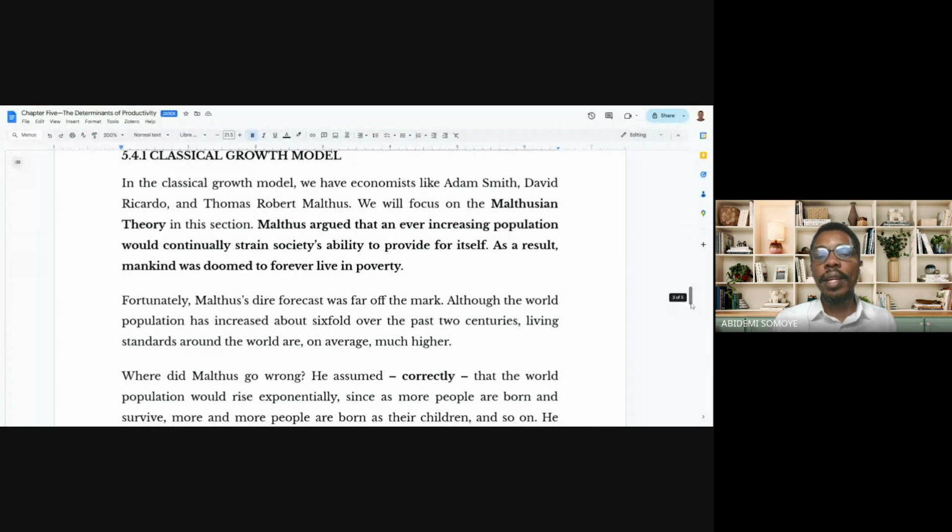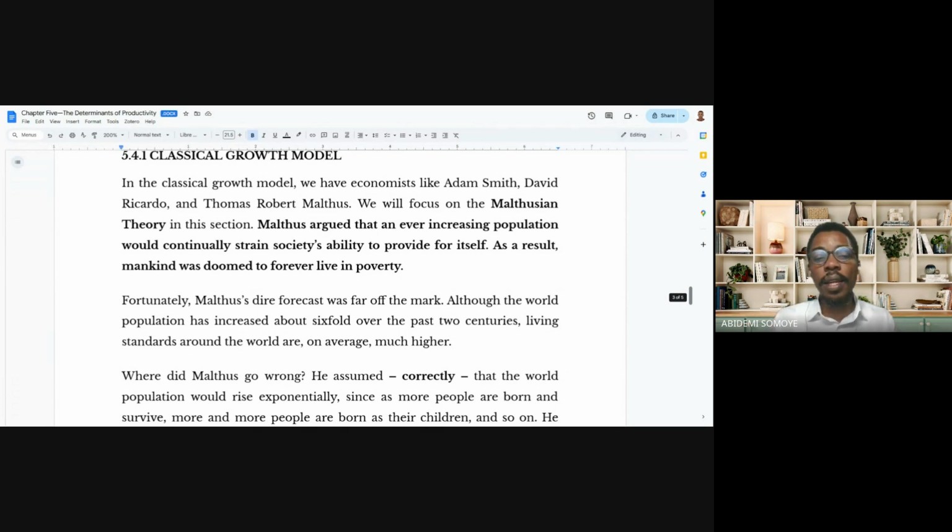Malthus argued that an ever-increasing population would continually strain society's ability to provide for itself. As a result, mankind was doomed to forever live in poverty. Okay, there's some element of truth in that, because we don't want a situation where the population is growing exponentially or doubling while the food supply is growing in a linear form. Nobody wants that. We want a situation where if the population is growing exponentially, then the food supply must grow faster than that so that the needs of the global economy can be met.